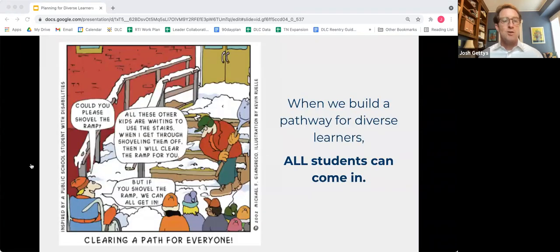To close out, here's a little humor. This cartoon shows a man who is clearing the stairs for students. The student in the wheelchair says, "Could you please shovel the ramp?" And the man says, "All these other kids are waiting to use the stairs. When I get through shoveling them off, then I will clear the ramp for you." And the student says, "But if you shovel the ramp, we can all get in." Clearing a path for everyone. We believe that when we build a pathway for diverse learners, all students can come in.